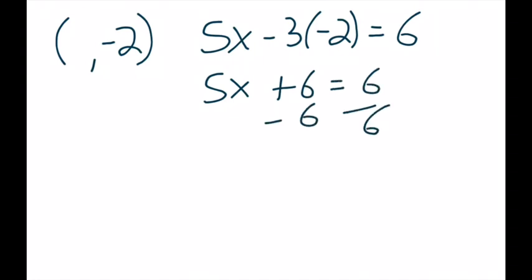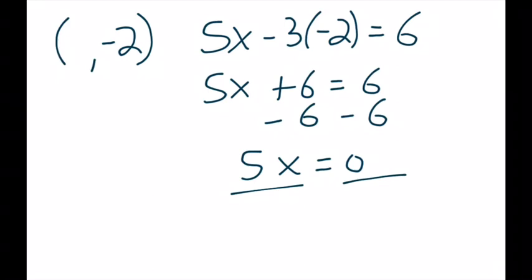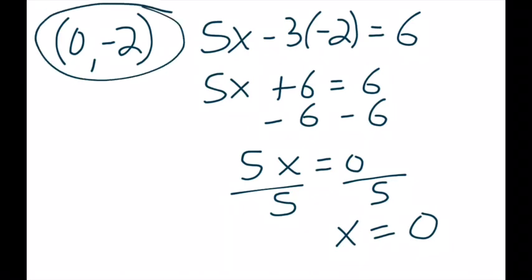Subtract 6 from both sides. That does not look like a subtract. That really is, I promise. Let's see here. Subtract 6. There we go. And now we get 5x equals 0. Divide both sides by 5. And x equals 0. So the point these two have in common is 0, negative 2.